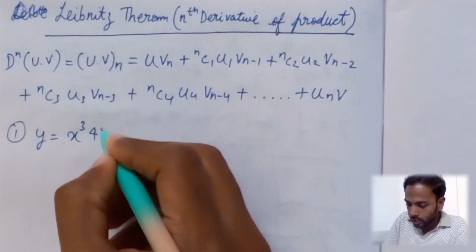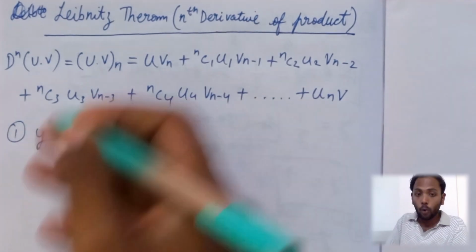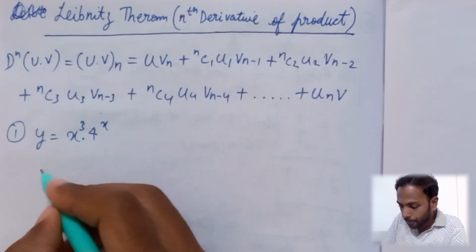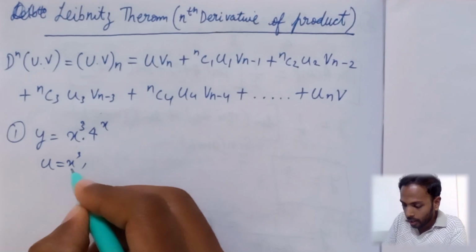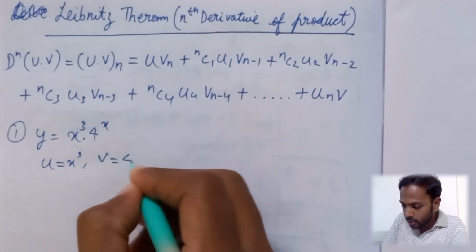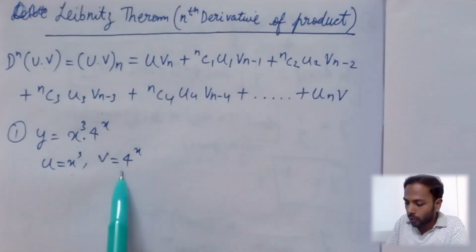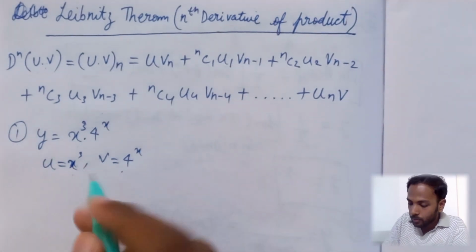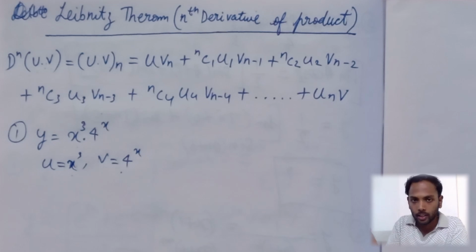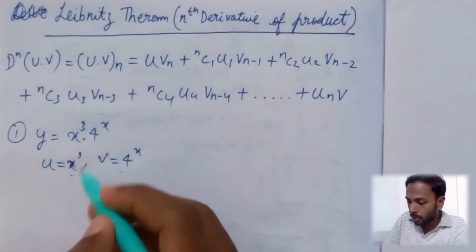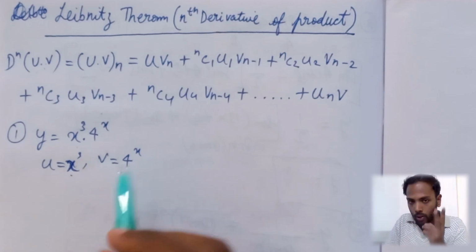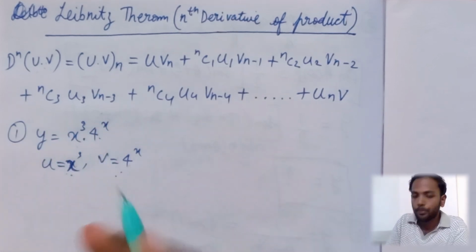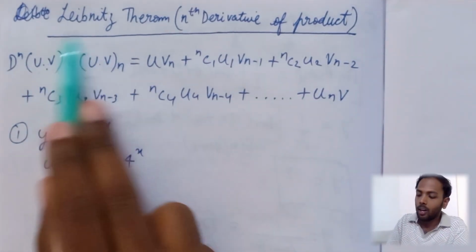The first question, let's say x cube into 4 power x. Can you clearly see that x cube is u, and v is 4 power x. So two functions are there, both are functions of x, both have x as the variable. So x cube and 4 power x are two functions u and v, and they're multiplied together. The question is to find the nth derivative of this entire expression, so you have to apply the Leibniz theorem.